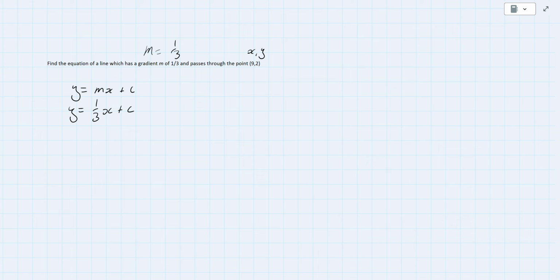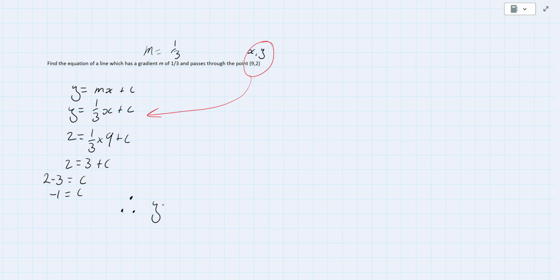We know that our m is 1/3, so we can substitute that straight in. We also have an x and a y value in the question. So we're going to substitute our x and y value into the equation, and we're going to leave c as our unknown, as our variable, because that's what we're going to find. So instead of y, it's going to be 2 equals 1/3 times 9 plus c. Well, 1/3 of 9 is 3, plus c. Then that becomes 2 minus 3 equals c, because when you change sides, you change sign. Positive 3 becomes negative 3. 2 take 3 is negative 1, so c equals negative 1.